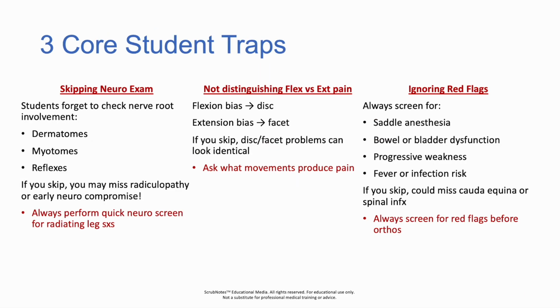Before we wrap up, I wanted to share 3 mistakes I see students make all the time with low back pain exams. First, skipping the neuro exam. Second, failing to distinguish flexion versus extension pain patterns. Flexion bias suggests disc pathology, extension bias suggests facet irritation. And third, ignoring red flags like saddle anesthesia or bowel and bladder dysfunction. If we fix those 3 things, back pain exams become much more thorough.